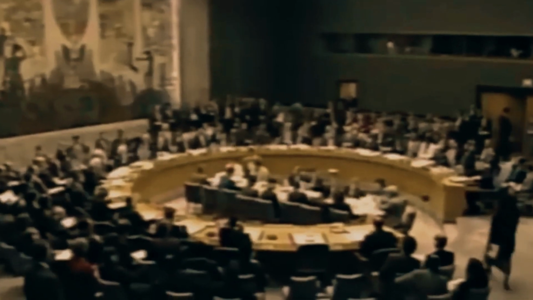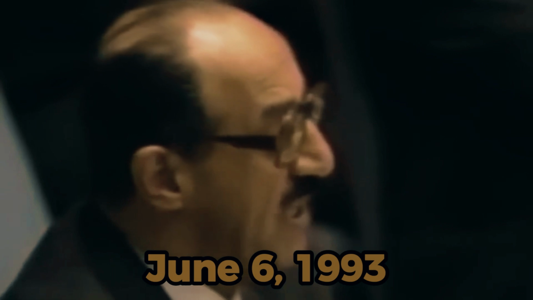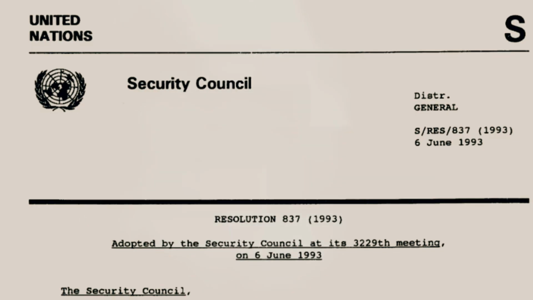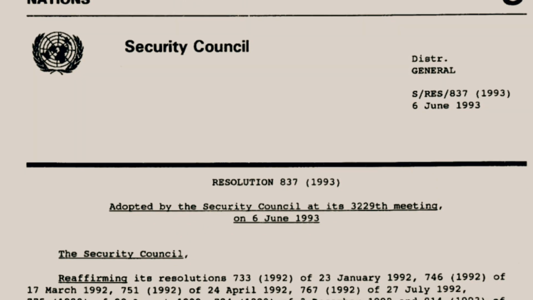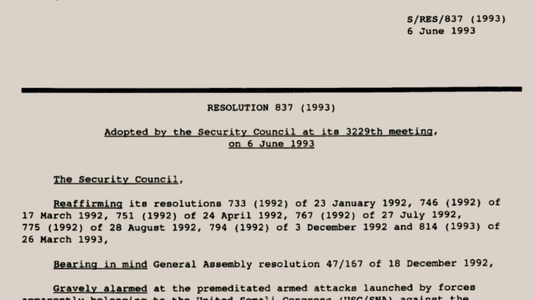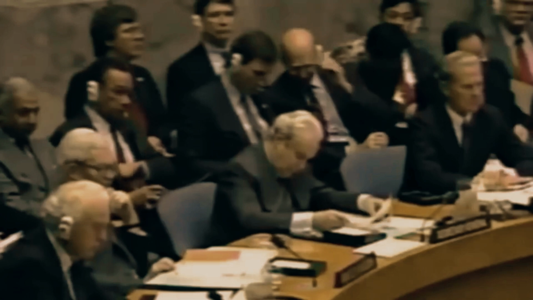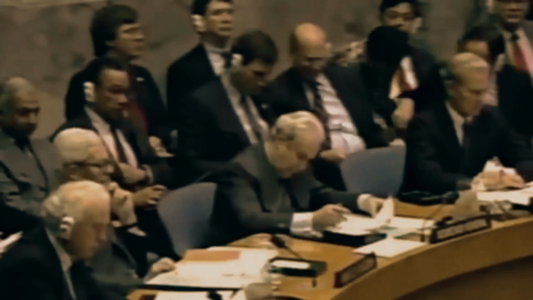In response, on June 6, 1993, the UN Security Council passed Resolution 837, calling for the arrest and prosecution of those responsible for the attack. Though not naming Aidid directly, it held the SNA responsible, making the hunt for Aidid a major UN focus.